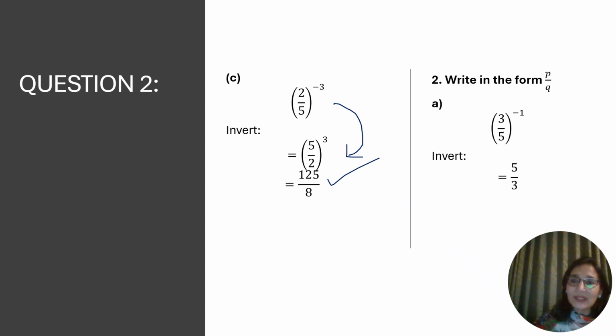Now the next question tells us how to write in the form P upon Q. When I say P upon Q, that is in the fraction form. So 3 upon 5 to the power minus 1, when you reciprocate, you will get 5 upon 3. So minus 1 becomes plus 1.